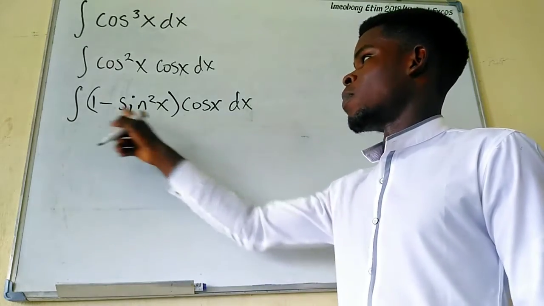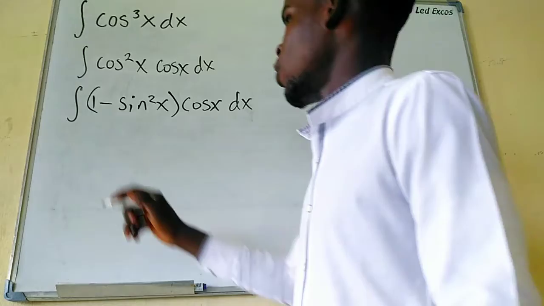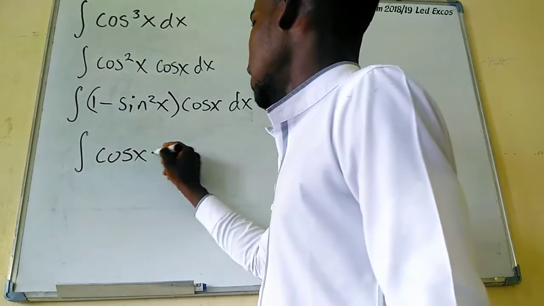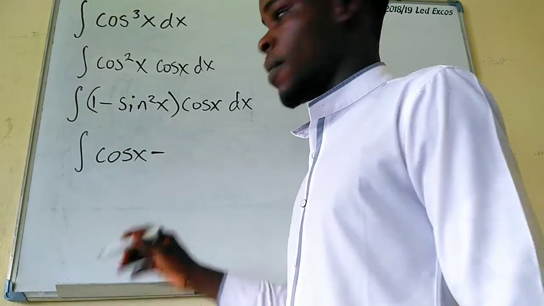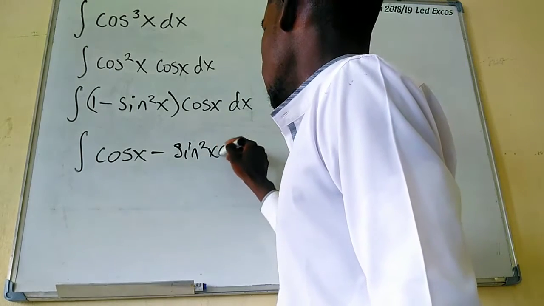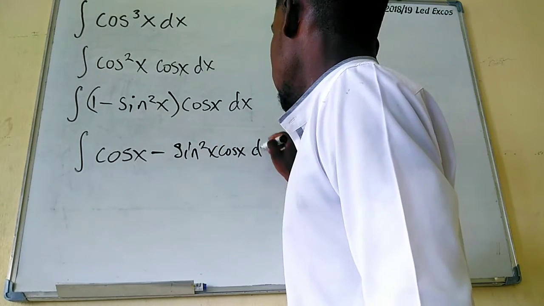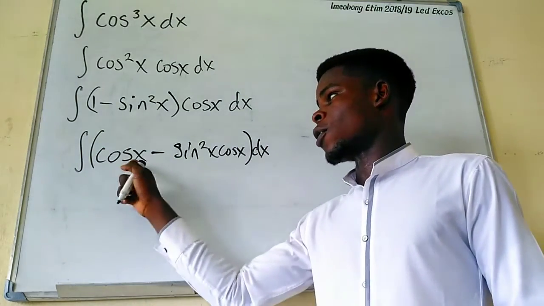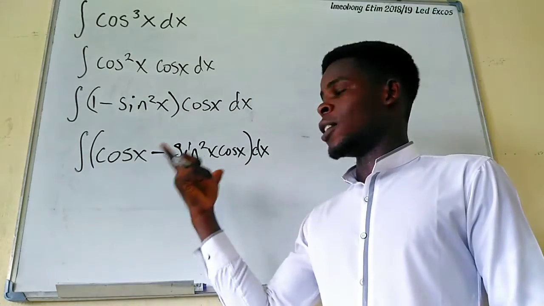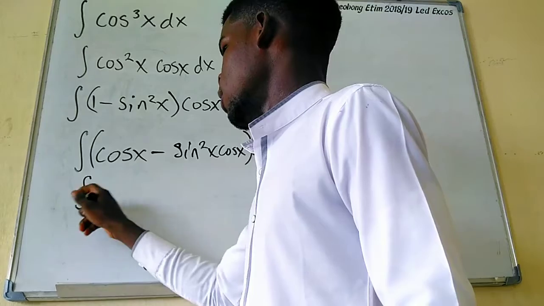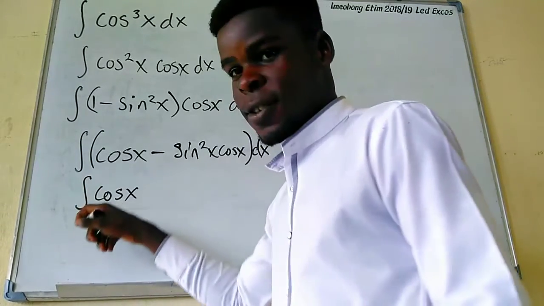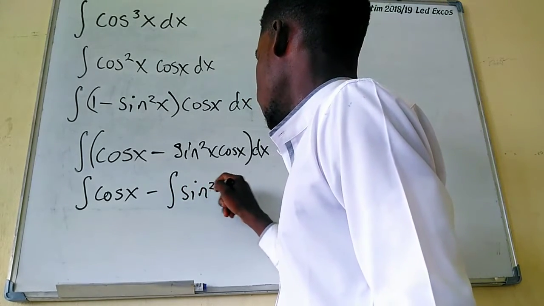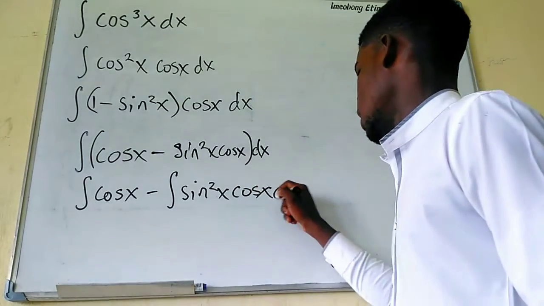Now, if I multiply cosine x throughout the bracket, I'm going to have the integral of cosine x, since cosine x times 1 is just cosine x, and again minus sine square x times cosine x, and this is just dx. From here, I can just go ahead and split the integrals. The integral of the difference of two functions of x is the difference of the integrals: integral of cosine x, this is the integral sign, not s, right? Minus the integral of sine square x cosine x dx.